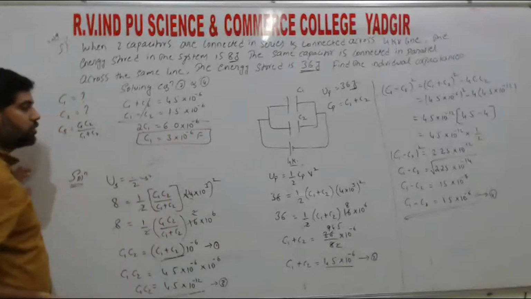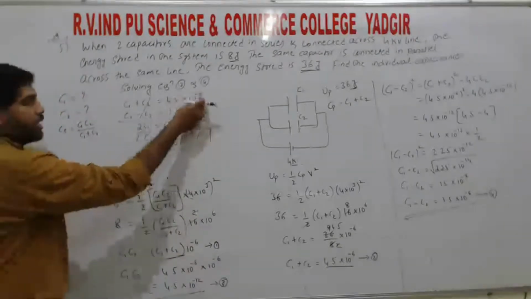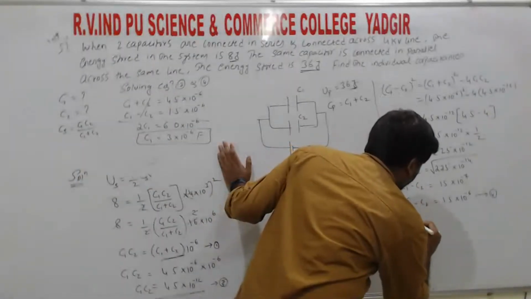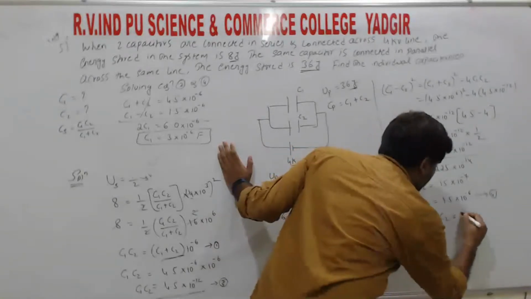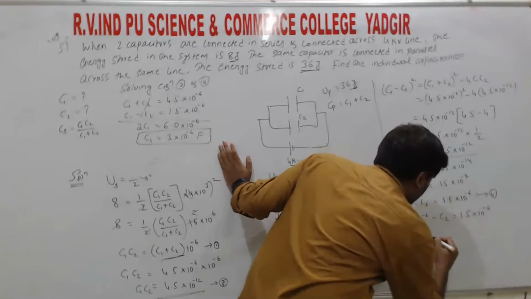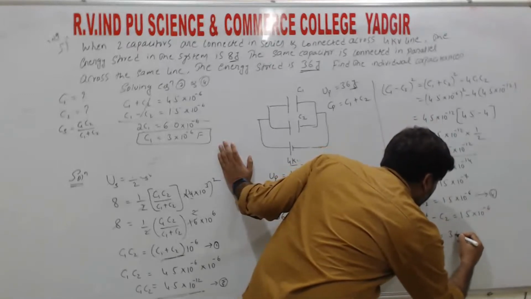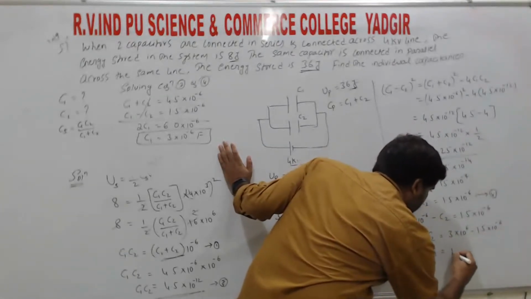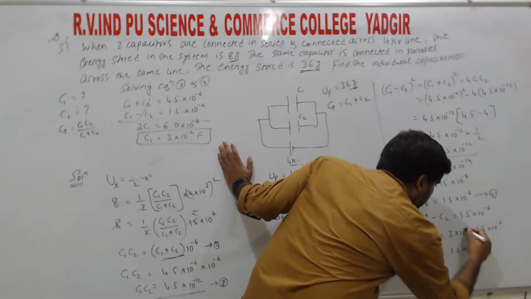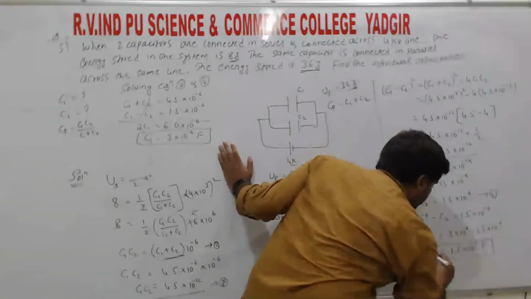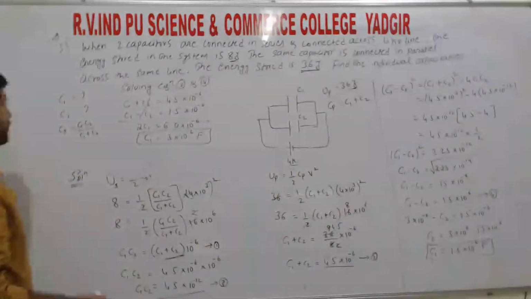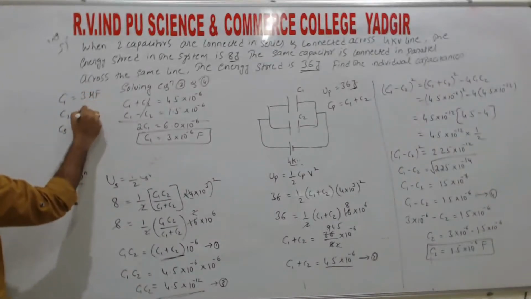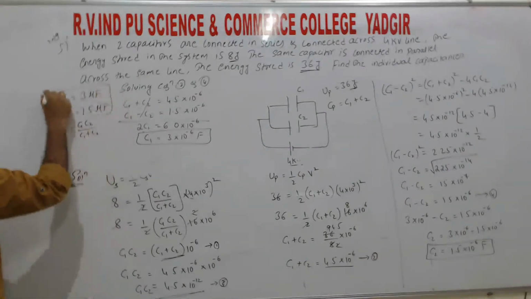So we get the value of C1. Now substitute C1 in any of these two equations, right? So if I substitute here C1, 3 into 10 to the power of minus 6 minus C2 is equal to 1.5 into 10 to the power of minus 6. So from this we can write C2 is equal to 3 into 10 to the power of minus 6 minus 1.5 into 10 to the power of minus 6. So we get C2 is 1.5 into 10 to the power of minus 6 farad. So we get the values of C1 and C2, right? So C1 is 3 microfarad and C2 is 1.5 microfarad. So this is the final answer.